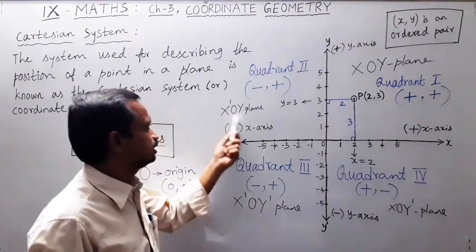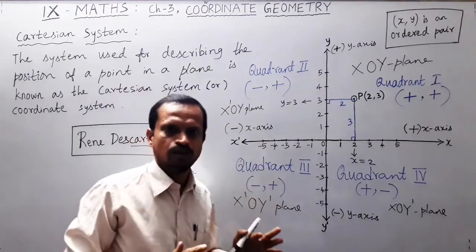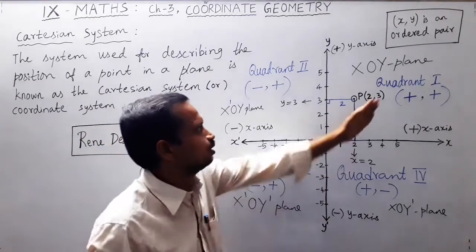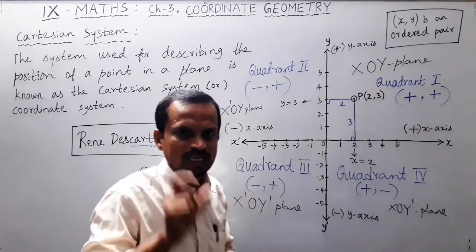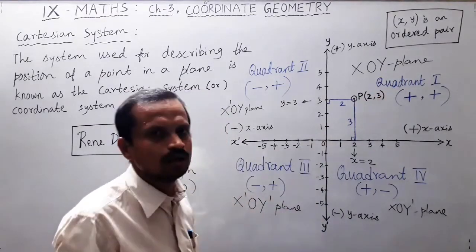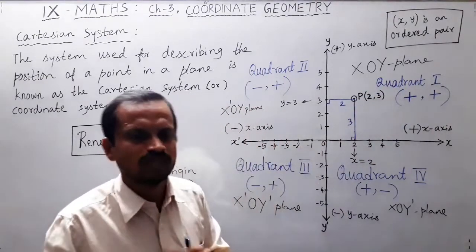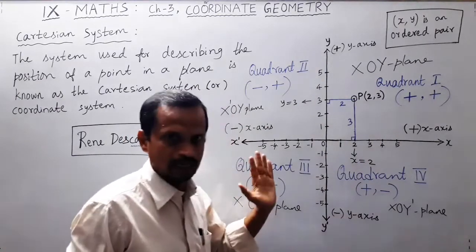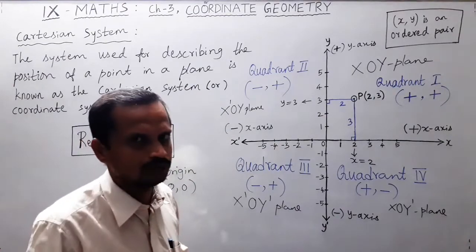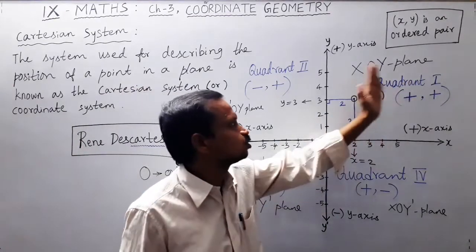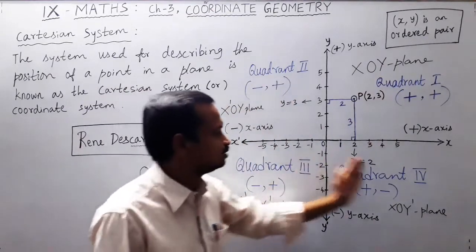So the center O, see the direction. The plane is divided into 4 parts. The first part is called the XOY plane, which is otherwise called quadrant 1. Each part of the plane is called a quadrant. Quadrant means one-fourth of the total. So this is the total plane, which was divided by the axes x and y into 4 parts. So each part we call a quadrant. This is quadrant 1, this is quadrant 2, this is quadrant 3 and this is quadrant 4.